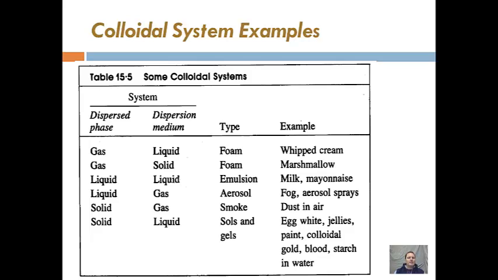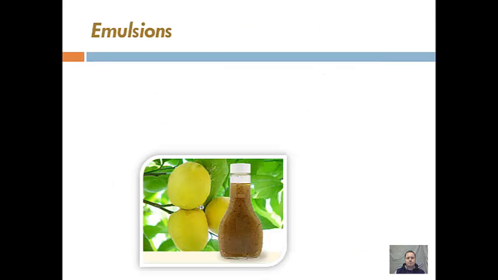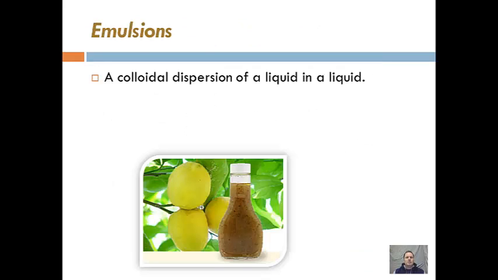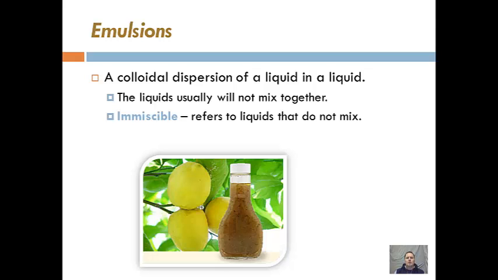A solid and a liquid, these could be things like egg whites, jellies, paint's a good example of this. So there's many different types of colloidal systems. The one that we are going to talk about, though, is what we call an emulsion. An emulsion is a colloidal dispersion of a liquid within a liquid. Generally, what we're going to see is these liquids do not mix well together on their own. We call that immiscible. Immiscible means the liquids generally do not mix together.